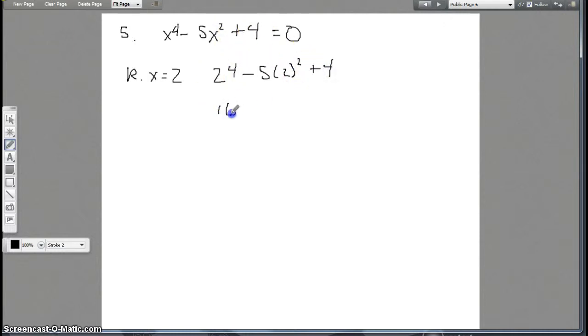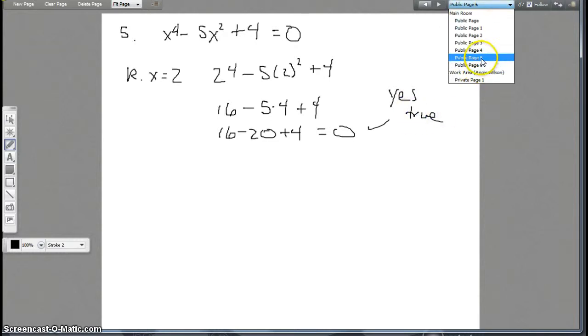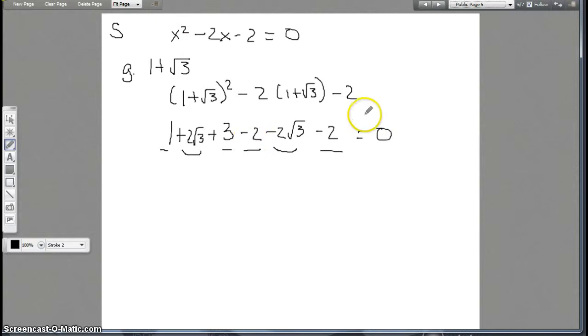Well, 2 to the 4th is 16. We're going to have minus 5 times 2 squared, which is 4. Remember that square only applies to the 2, plus 4. So this is 16 minus 20 plus 4. Well, 16 minus 20 is negative 4, and when we add 4, we get 0. That works, because we're supposed to end up with 0. That means you would answer this yes, or you would answer it true. In fact, on the previous page, which I forgot to say, since this does equal 0, like our equation is supposed to, part G would be answered yes or true.